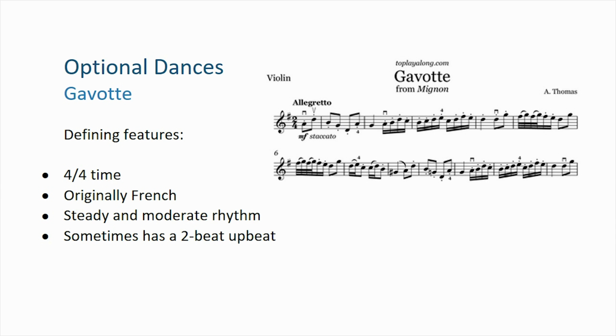Now let's really quickly run through some of the various dances that might be found sandwiched between the main third and fourth dance movements, like the sarabande and gigue. The first that you might find in between there would be a gavotte. Some common features of a gavotte is that they're in 4/4 time. It's originally French. They've got a steady and moderate rhythm, usually a little bit on the fast side, and they sometimes have a 2-beat upbeat, which just means that it doesn't start right on beat 1. It starts halfway through the bar.